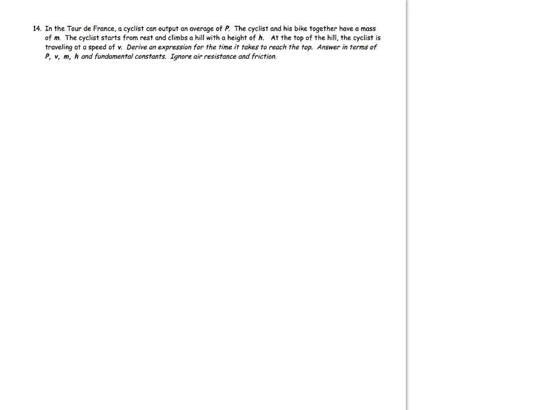For this next one, I have a problem here about a bicyclist in the Tour de France who can output an average power of P. We know that this cyclist starts at the bottom of a hill at rest. So there's my cyclist. They have a mass of M, and they travel up to the top of this hill that has a height of H. When they reach the top, they're traveling at a speed of V. We want to derive an expression for the time it takes them to get to the top in terms of the things that we're given here.